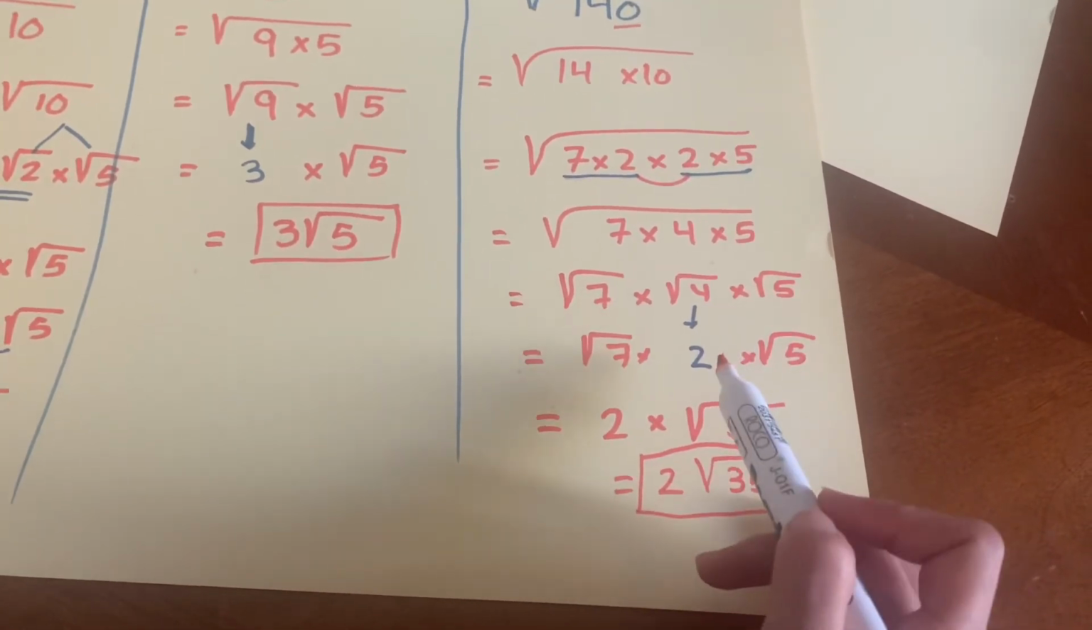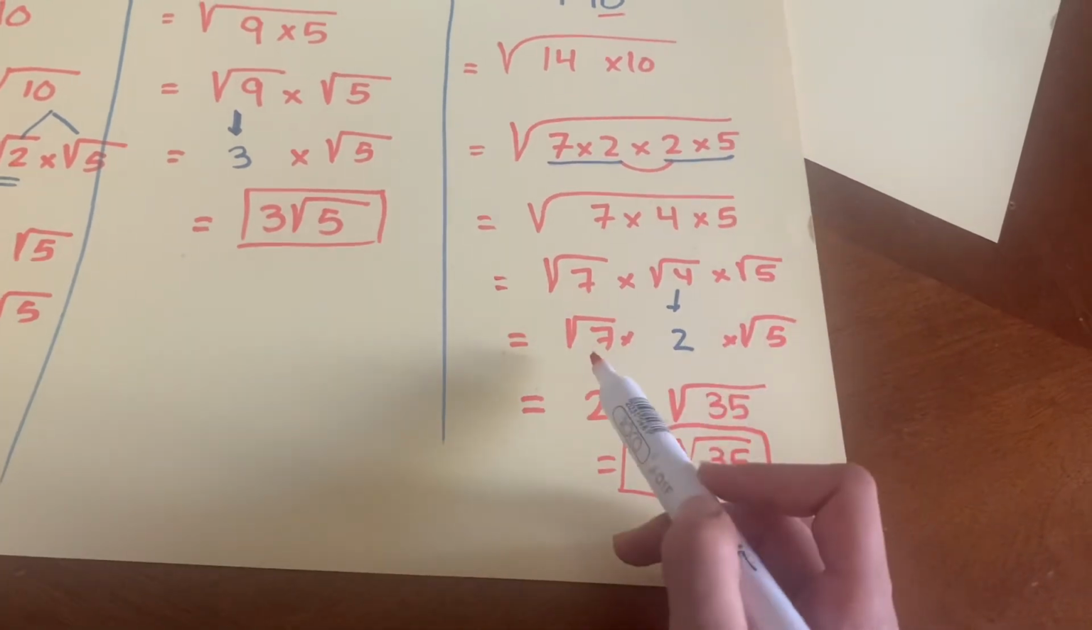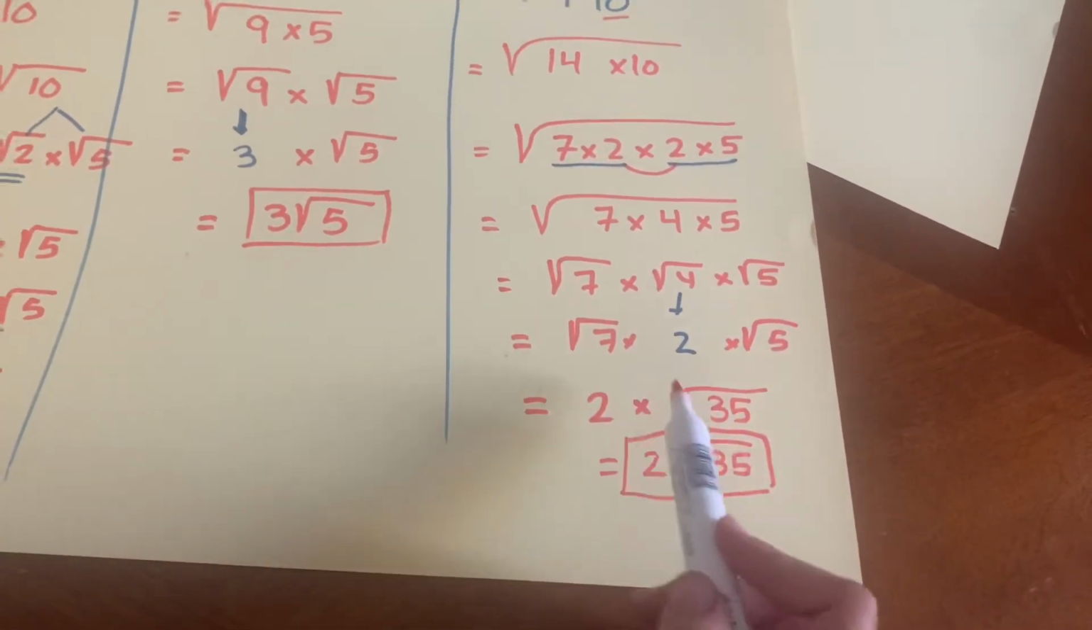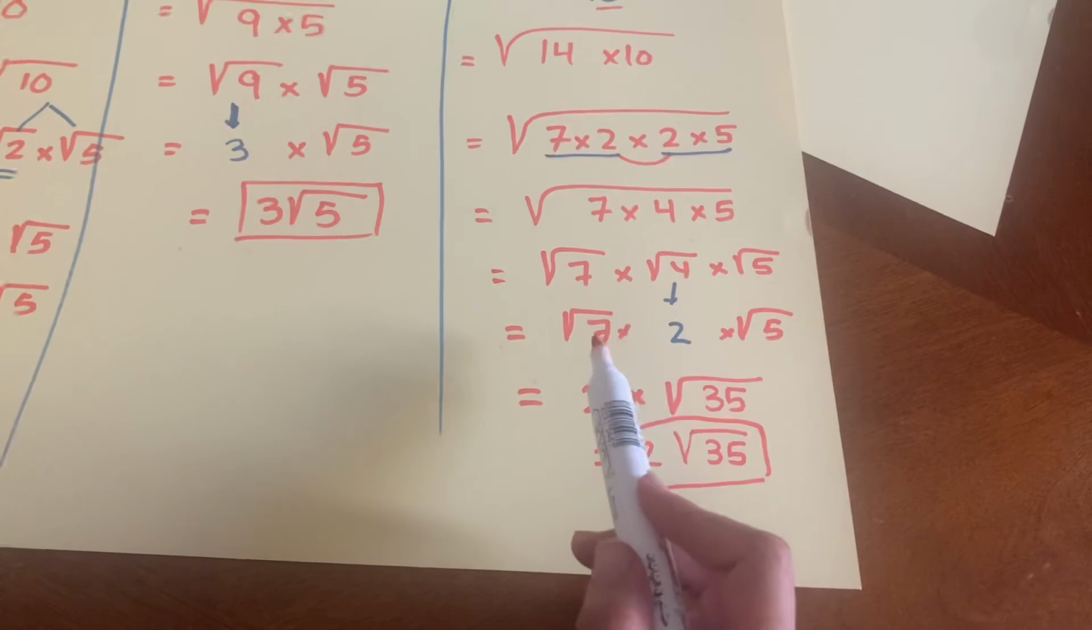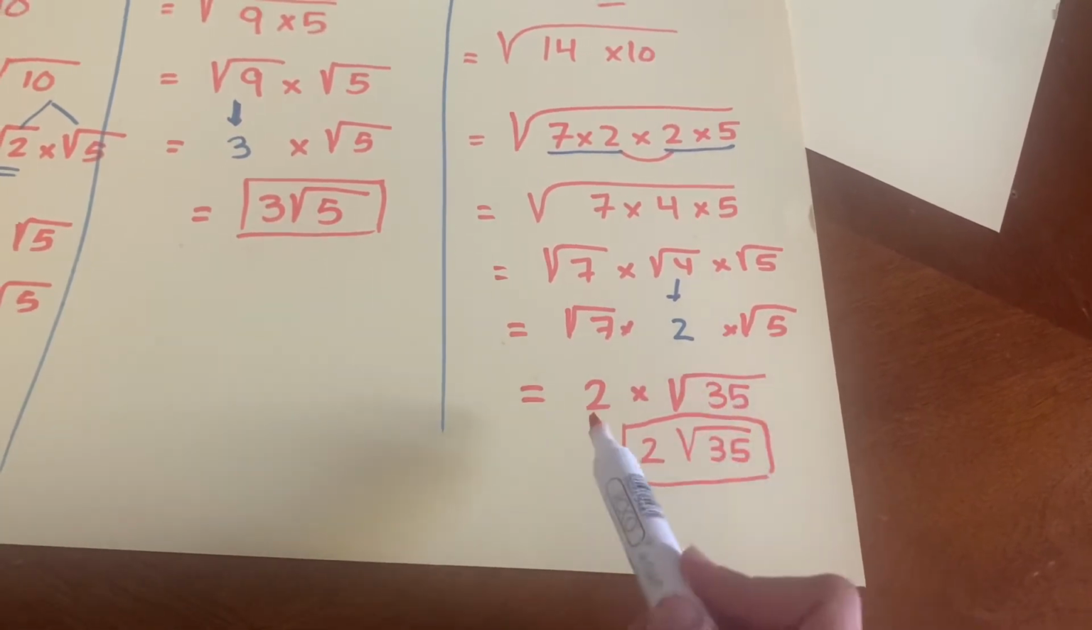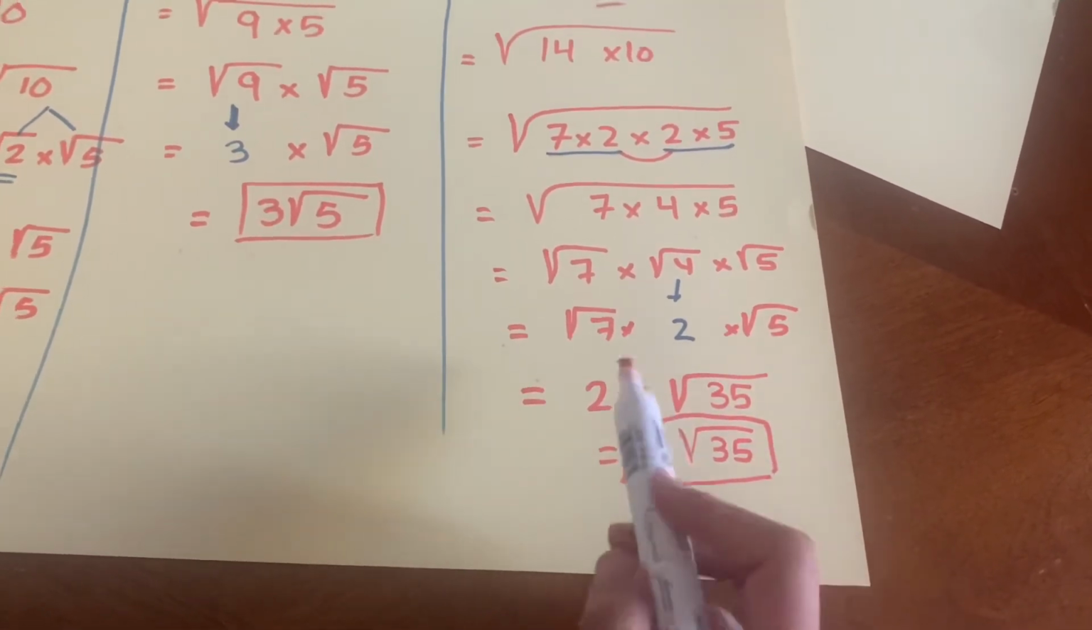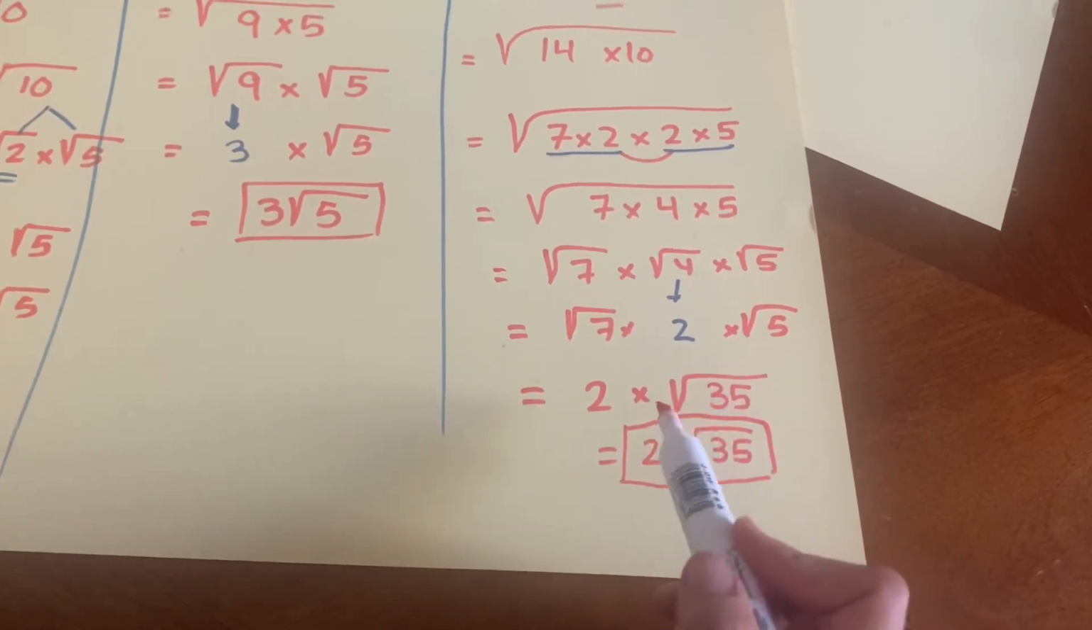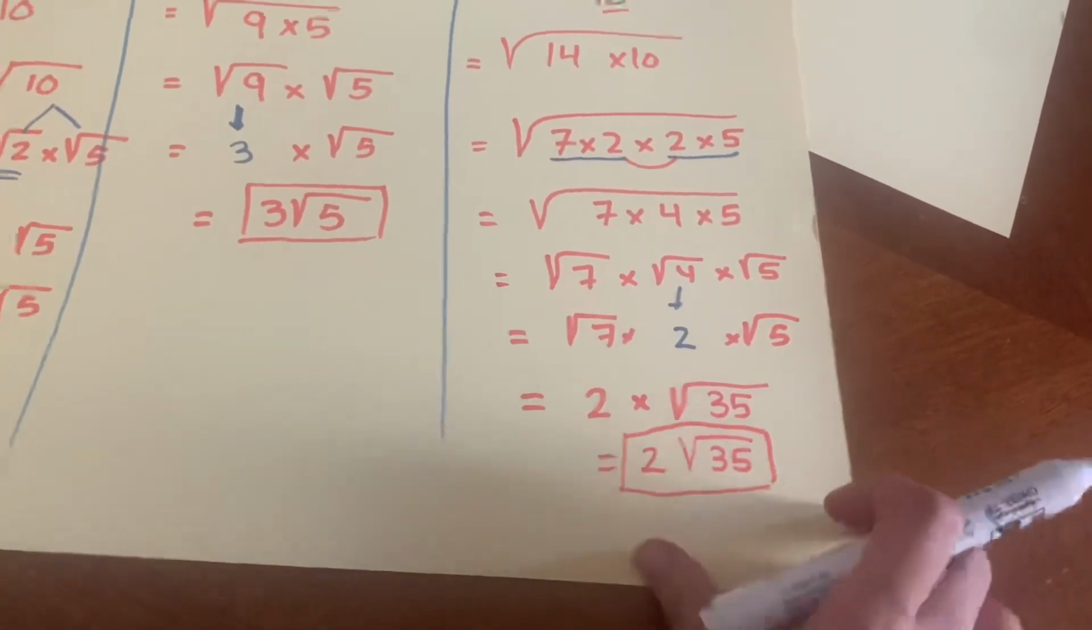And radical 4 is what? 2. So these stay the same. So 7 times 5 is 35, but don't forget the radical, so it's radical 35, and you still have a 2. Remember, multiplication is commutative, any order is correct, so it's 2 radical 35.